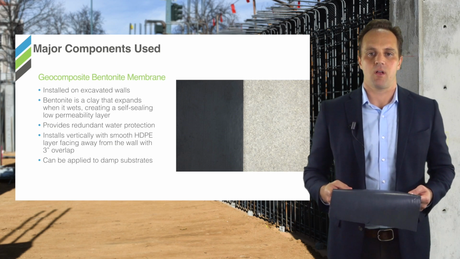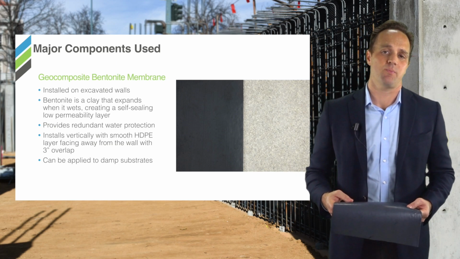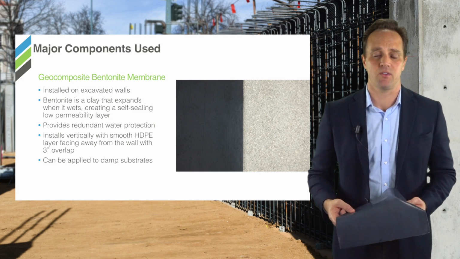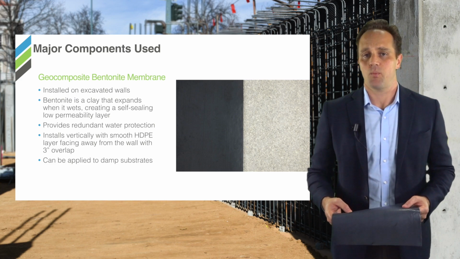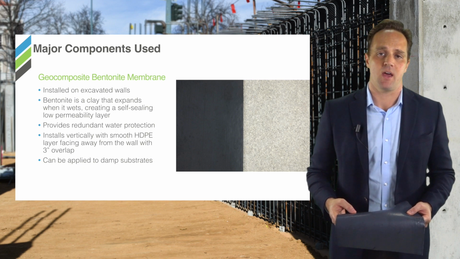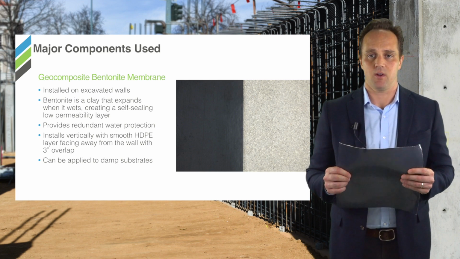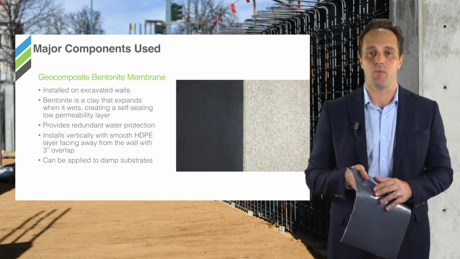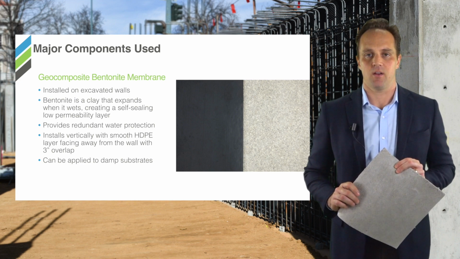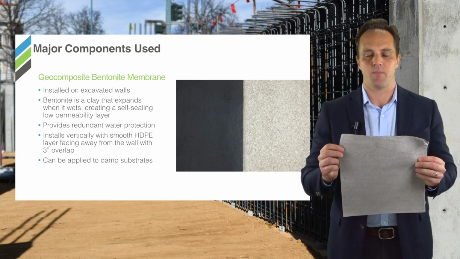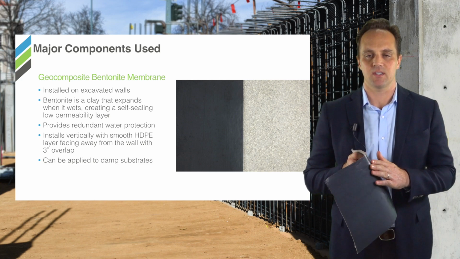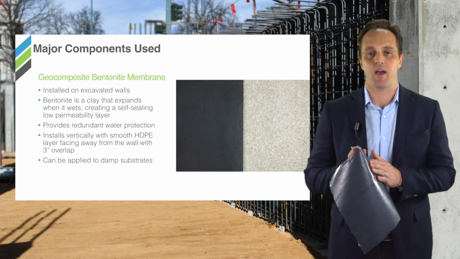The idea with a field-installed composite system is that you can interchange components based on the building conditions or based on the application type. For example, we would not use the previous bentonite on an over-excavated wall. Instead, we would use this on an over-excavated wall. This has a more robust film on one side and the bentonite on the other. The bentonite goes up against the foundation wall, and this is left to protect against any backfill.